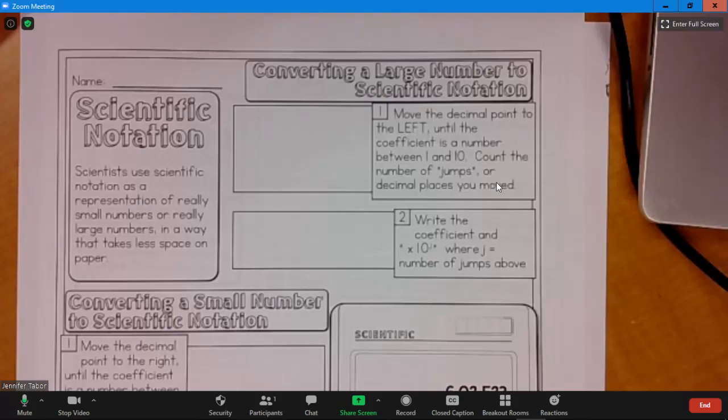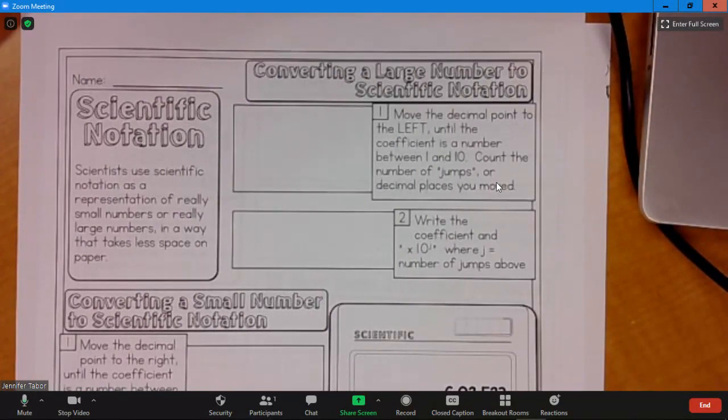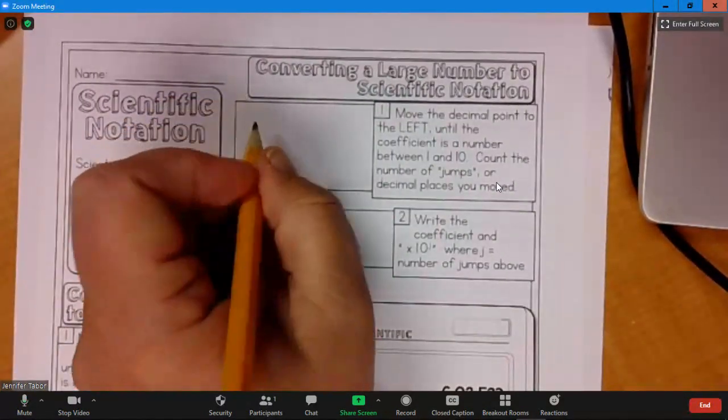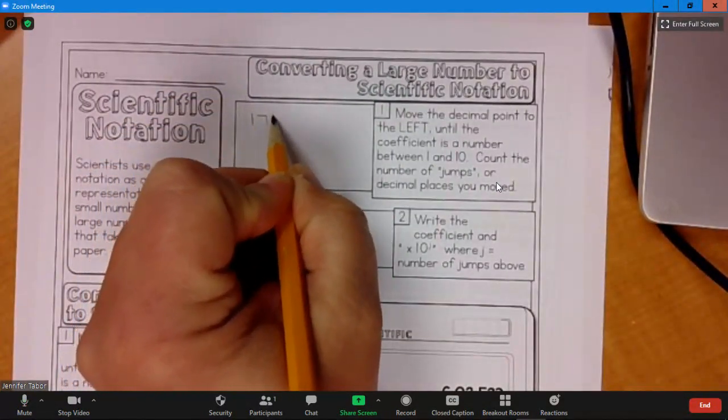Which is all about scientific notation. We're going to talk about how to convert numbers to scientific notation and then do some adding, subtracting, multiplying, dividing as well. So starting with conversions, let's say we have a big number and we want to convert it to scientific notation.